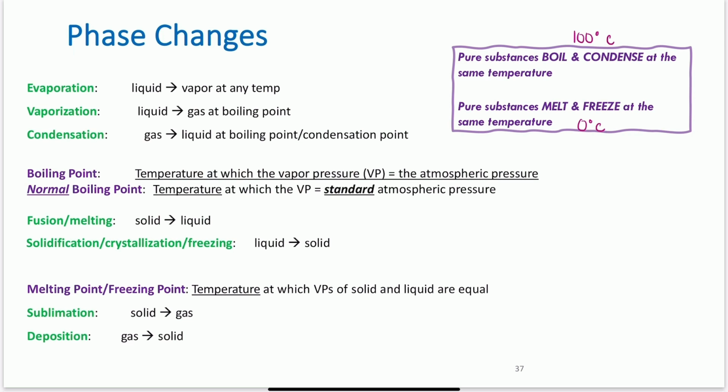Fusion is just another word for melting. Imagine things fusing together. They're coming together. Melting, same thing. Solid going to a liquid. Solidification, crystallization, or freezing is when your liquid goes to a solid phase. Your melting point and freezing point is the temperature at which the vapor pressures of the solid and liquid are equal. Sublimation is when you go from a solid to a gas phase, straight from solid to gas, that is possible. And deposition is when you go straight from a gas phase to a solid phase.